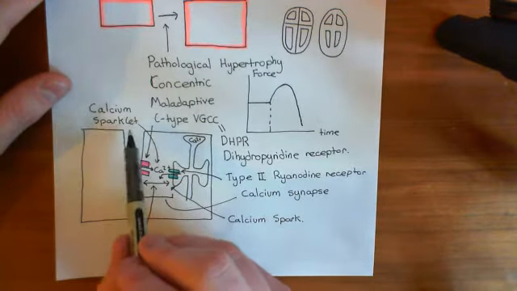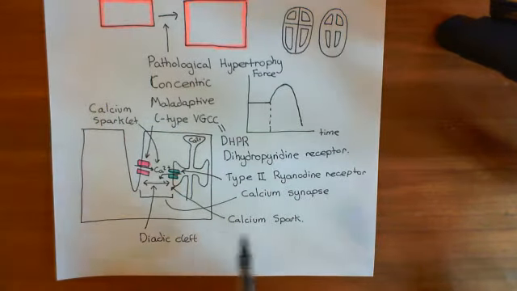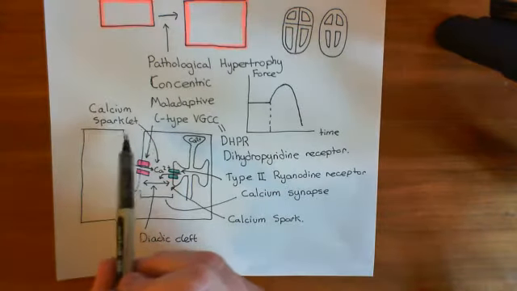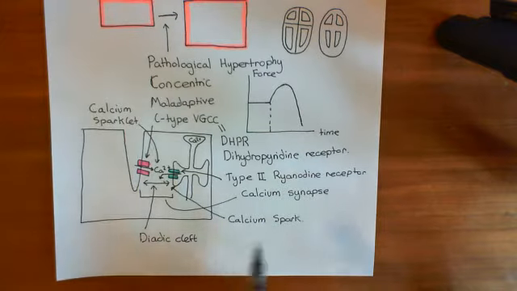The calcium sparklet is tiny, but the calcium spark is bigger. So it's the calcium sparks that are going to actually cause contraction. The sparklets are too small. They'll contribute, but trivially. So the spark is the major cause of contraction.